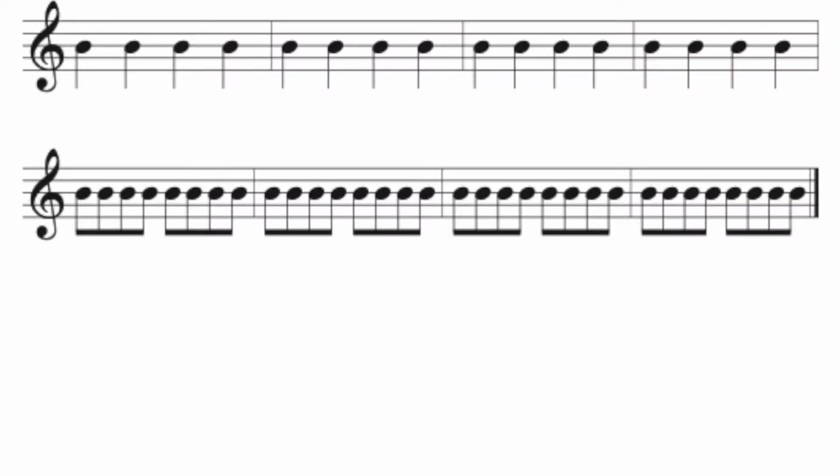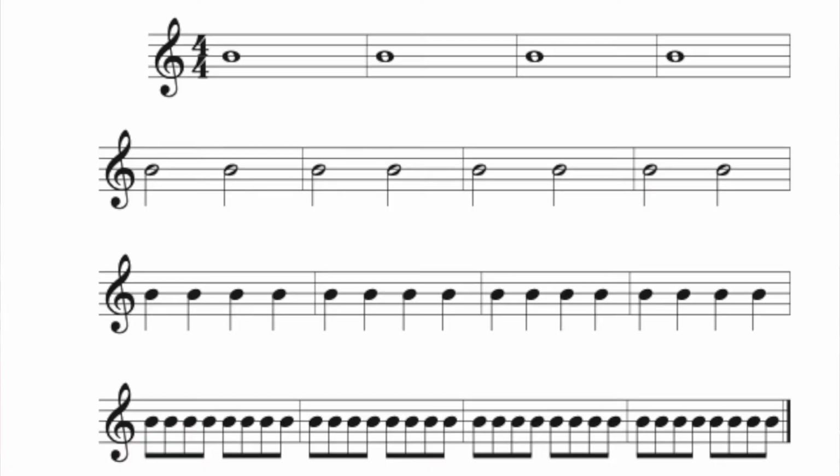You ready? One, two, ready, and. So that's how you play eighth notes, huh? Wow, we're learning all kinds of stuff today.